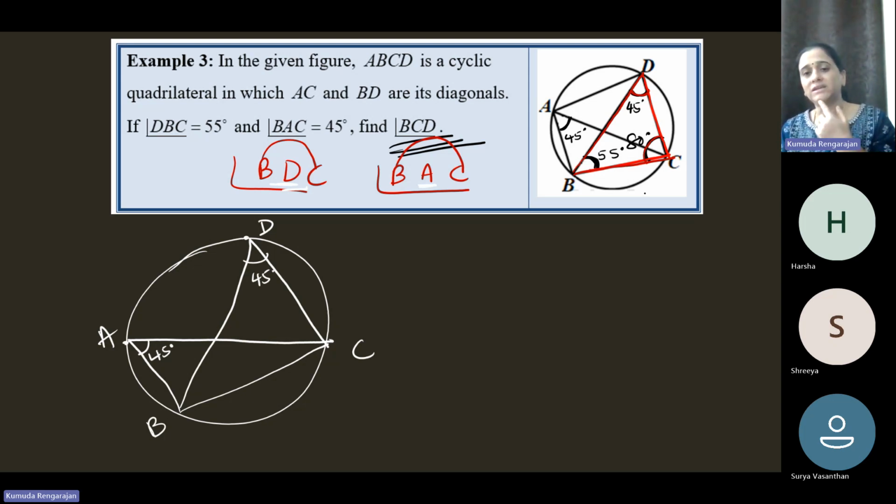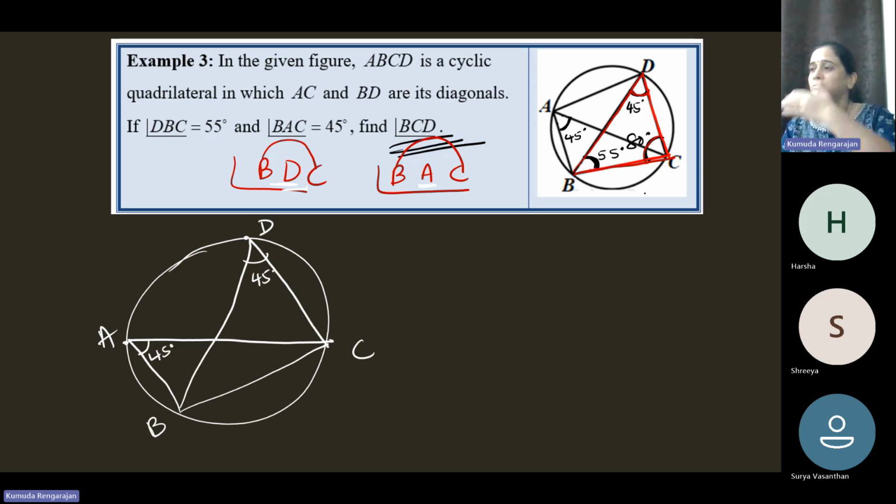Angle in a semicircle is a right angle. Also we cannot use because we don't know that. We have two line segments like AC and BD, but they're not given to be diameters. Are they given to be diameters? No, they are not given to be diameters. So you cannot use the theorem that the angle in a semicircle is a right angle.